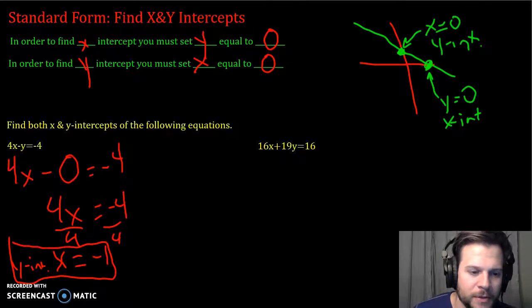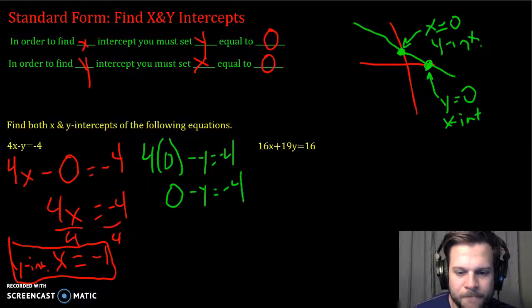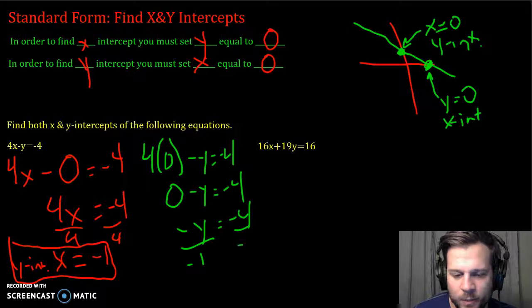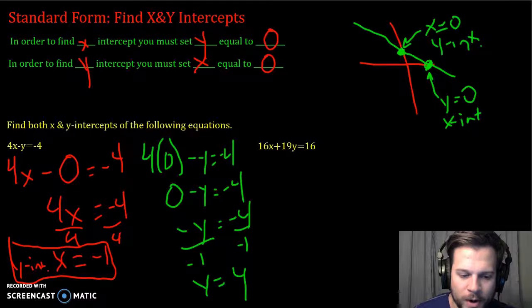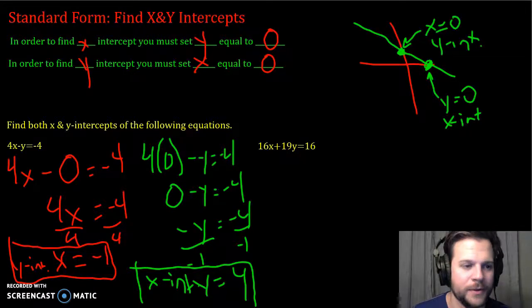Do the same thing, but setting x equal to 0 for the y-intercept, so 4 times 0 minus y equals -4. 4 times 0 is 0. 0 doesn't change anything with adding or subtracting, so -y equals -4. You divide both sides by -1, and I think you guys are getting the picture. y is equal to 4 as your y-intercept. So pretty straightforward, just set the opposite one equal to 0, and solve. Let's do the next one.